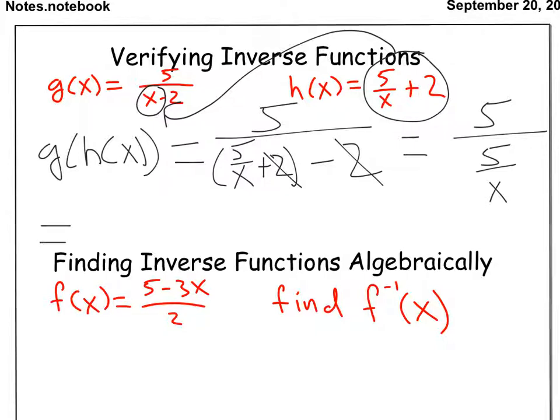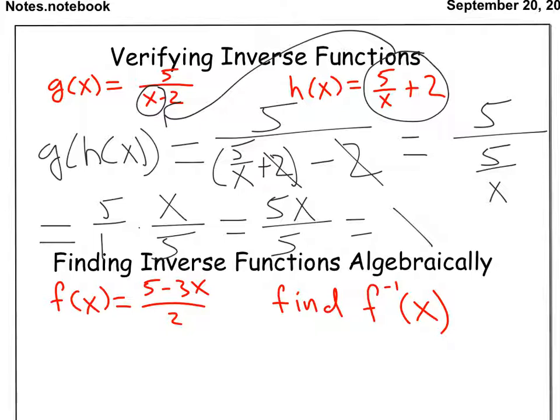Looks a little funny. 5 over x. I'm going to take that 5 over x, flip it to x over 5, and then multiply. Write that as a single fraction, which would be 5x over 5. The 5's will cancel, and there we go. It simplifies all the way down to x. Okay? G and h are inverses.